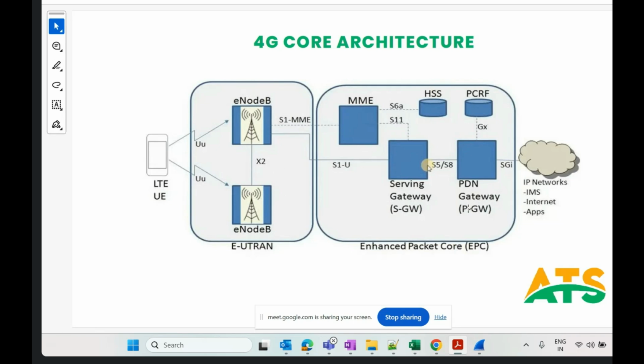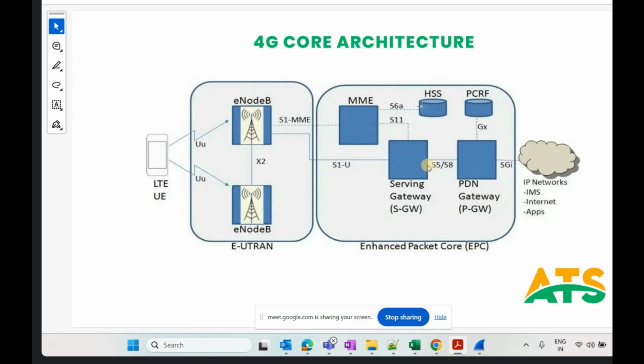And this is the core equipment. There is no voice. All is by IP only. There is all a packet switching network. There is no circuit switching network. So it is via the MME, mobility management entity. There is HSS. HSS is similar to HLR, and then serving gateway and PDN gateway.